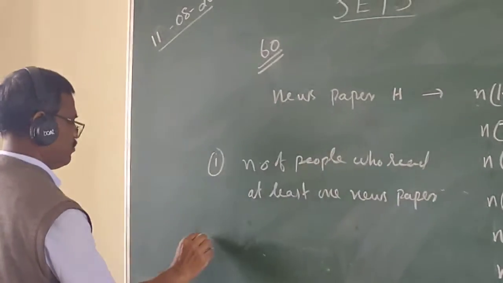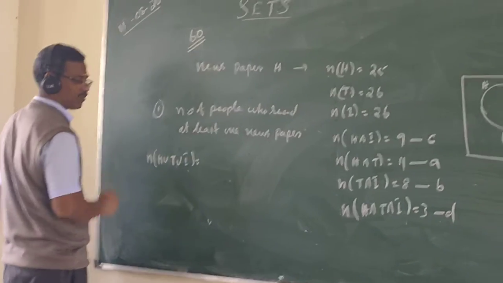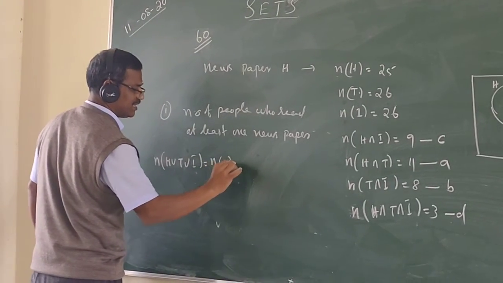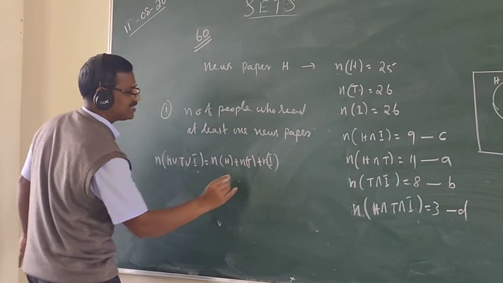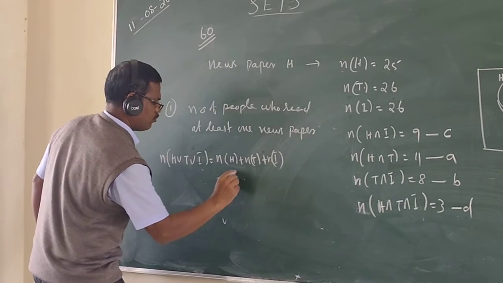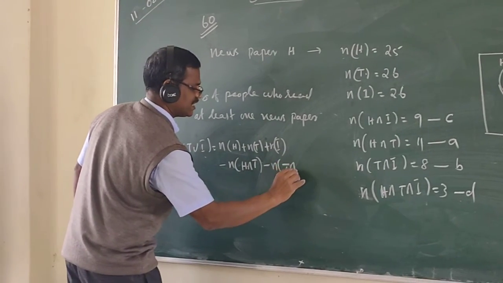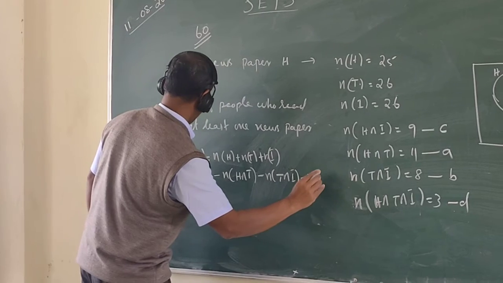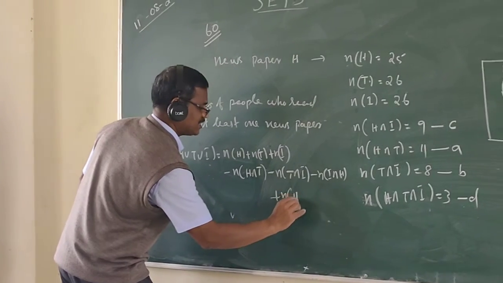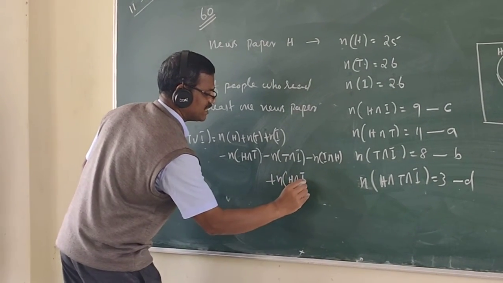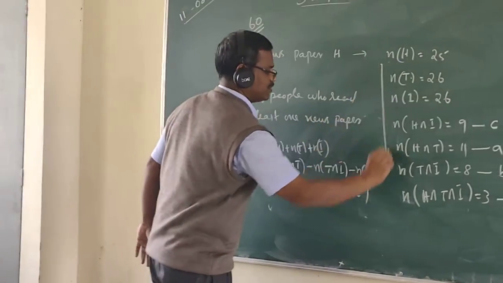And here, the formula which we use is number of H union T union I. This is the formula: number of H, number of T, number of I, minus number of H intersection T, minus number of T intersection I, minus number of I intersection H, plus number of H intersection T intersection I. This is the formula for finding it out. So all this data is available with you.